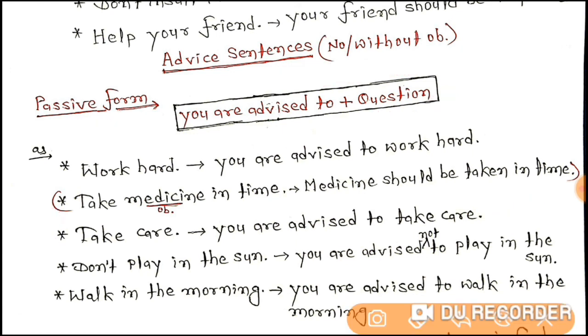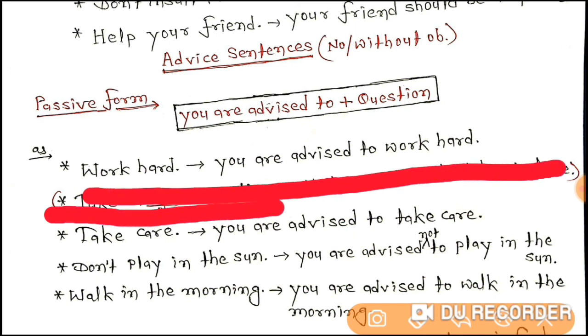Students, the second example is take medicine in time. So this will go with the object. This is not without object. So just cut this sentence. Next example is don't play in the sun. You are advised not to play in the sun. Walk in the morning. You are advised to walk in the morning.